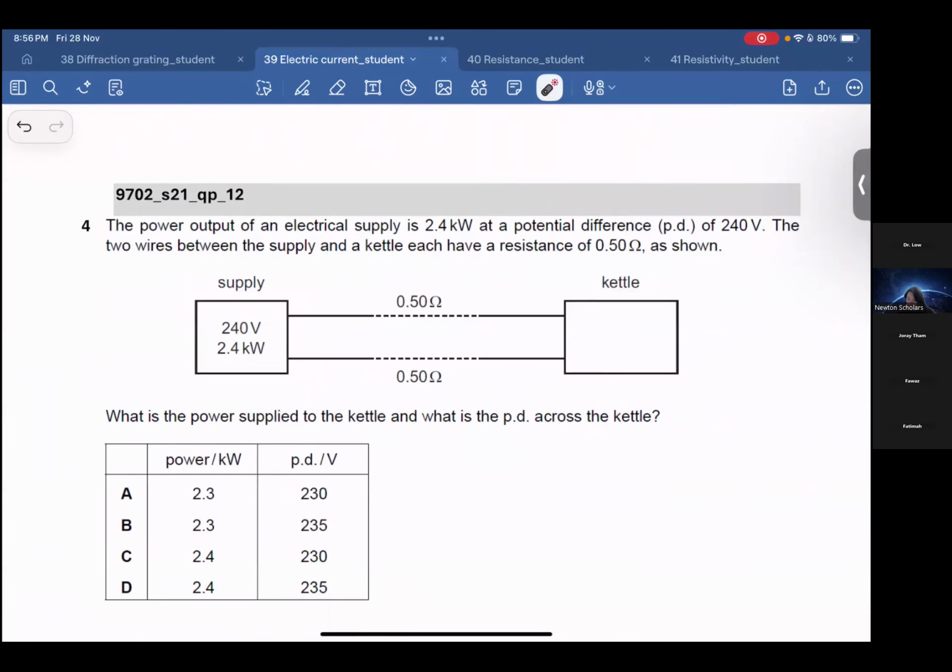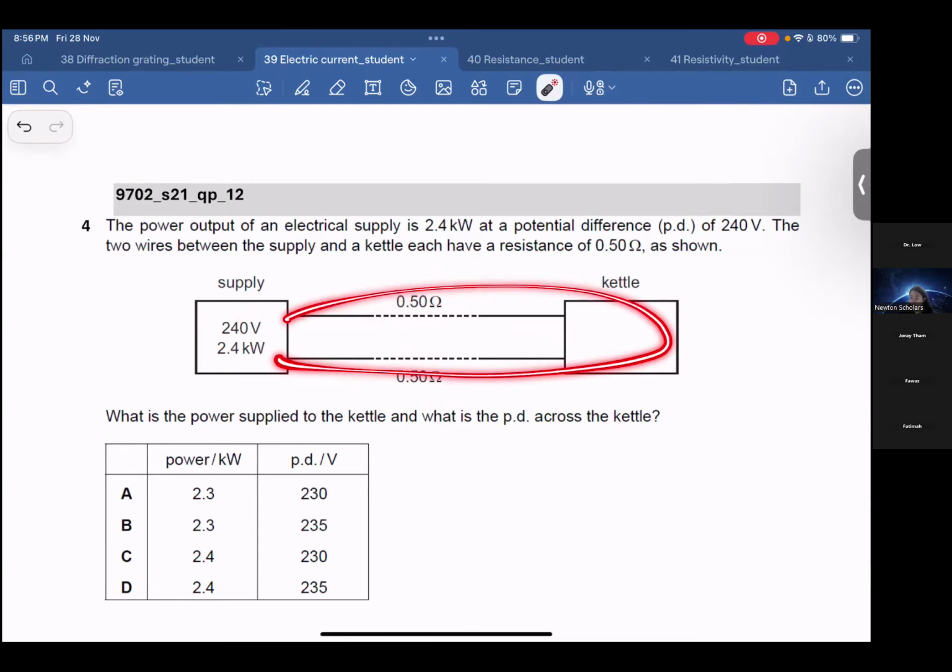Okay, next question. Power output of the electrical supply is 2.4 kilowatt at a potential difference of 240 volt. The two wires between the supply and the kettle each have a resistance. There are two cables and these cables have resistance, so we cannot ignore it because it already told us the resistance. Two cable wires and then the kettle and then go back, so that means this is a series circuit.